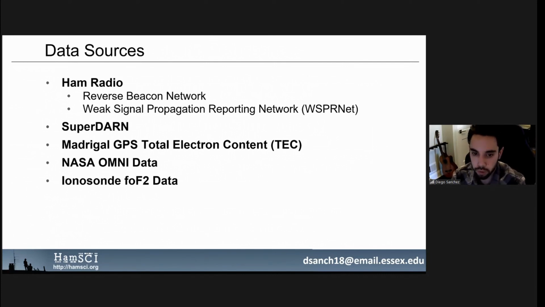For those who don't know, the Reverse Beacon Network is a network of stations that report on the stations that they hear, and WSPRNet is a group of amateur radio operators that use digital radio modes to probe radio frequency propagation conditions.